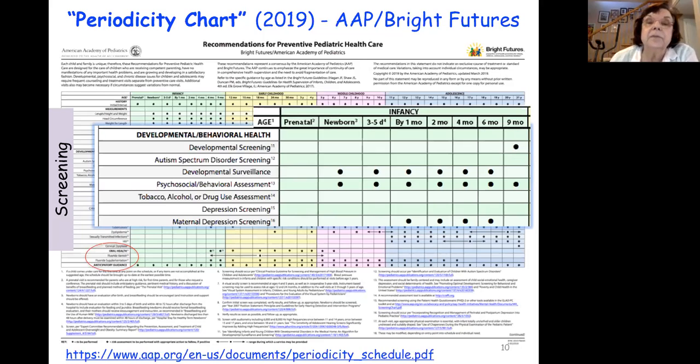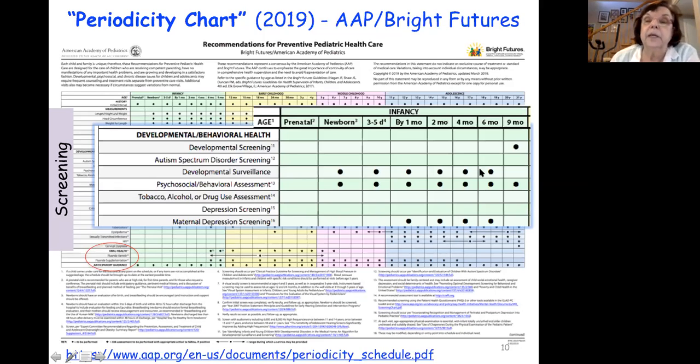I just showed this first, the green section. The autism spectrum screening, you'll hear about that. We don't do that till a little bit later. Developmental surveillance, we do this at every visit, and you'll find out what that means. And then psychosocial behavioral assessment, you'd be looking at that. And then maternal depression screening at 1, 2, 4, 6 months.